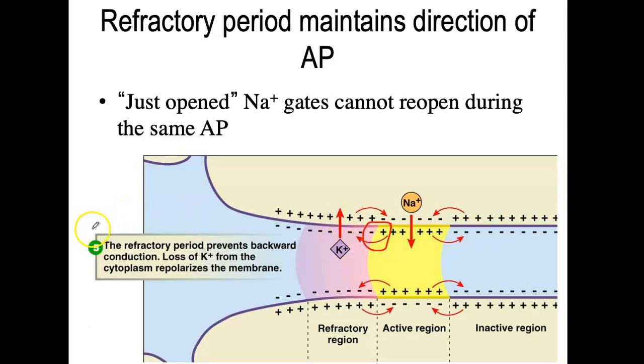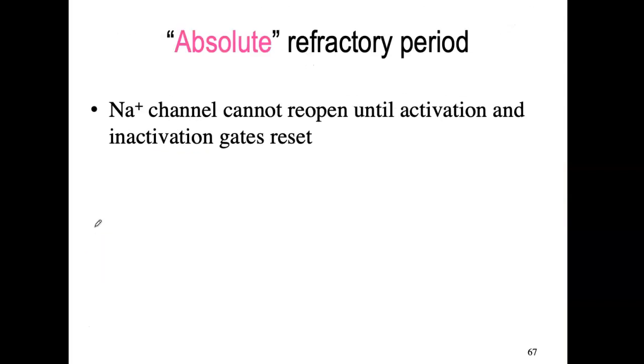I'm going to read this here in step 5. The refractory period prevents backward conduction. The loss of potassium from the cytoplasm repolarizes the membrane. Now, there is an absolute refractory period where the sodium channel cannot reopen until activation and inactivation gates reset. Remember the resetting of the gates? So the absolute refractory period is, has that activation gate reset or not? And if it hasn't, there is no way you can have another action potential coming at that time period. You have to wait a little bit longer.